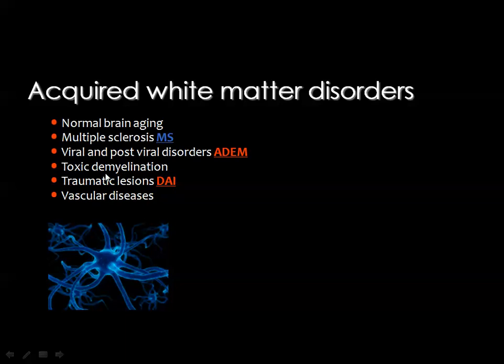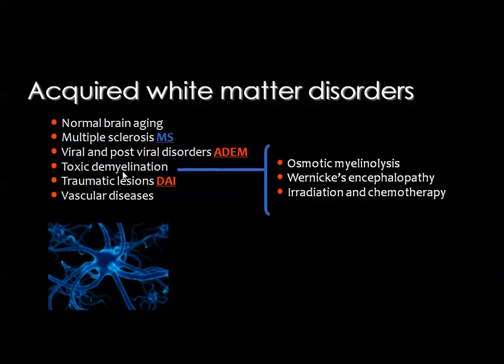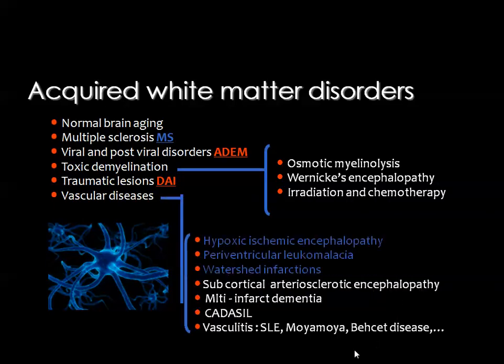Then we will have some words about toxic demyelination, including the osmotic myelinolysis and Wernicke encephalopathy, as well as the effect of radiation and chemotherapy on the brain tissue, particularly the white matter. Then we'll handle some of the traumatic impact on the white matter, which is the diffuse axonal injury. And finally, we'll talk about this very big topic, which includes all these pathologies.